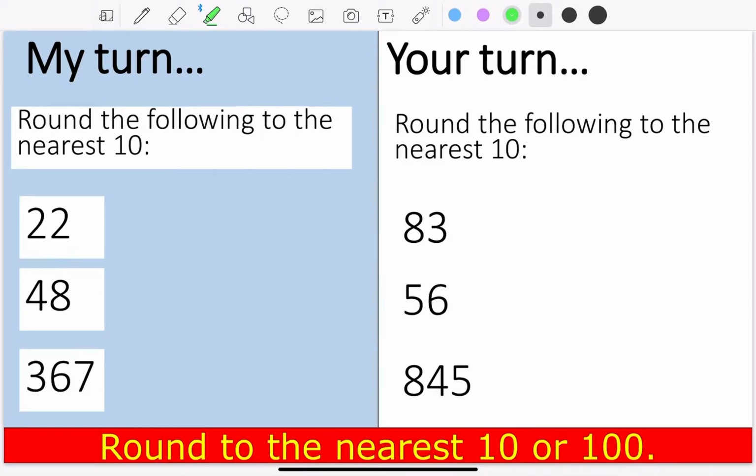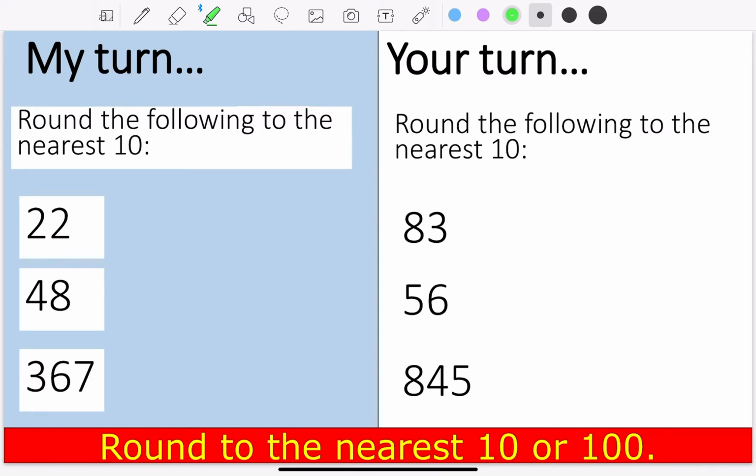My turn. For each of these questions, we're looking to round to the nearest 10. By nearest 10, we mean a number that exists in our 10 times table. For a lot of these, it might be easier for you to draw yourself a small number line for each of them, as it can help you physically see where these numbers are sitting.